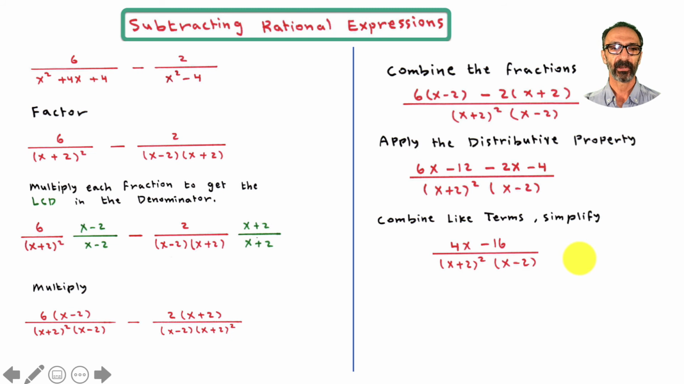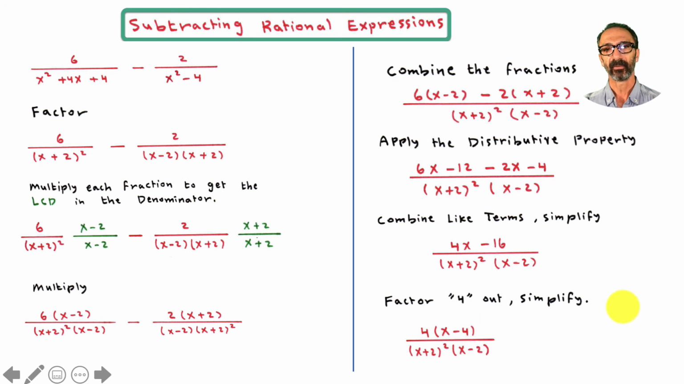Now, one more step. I said that should do it, but actually, look, noticing the 4x and minus 16, they both divide by 4. So 4 is a common factor. So we could take the 4 out as a common factor, and now that should do it. Sometimes I get excited so quick. That's my excuse. Let's move on.